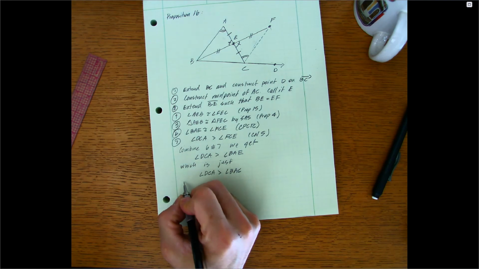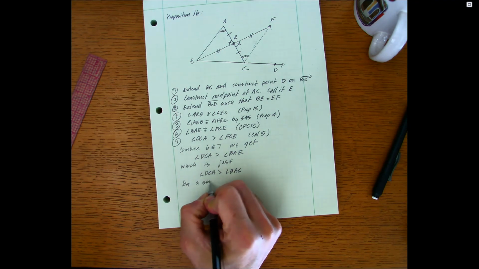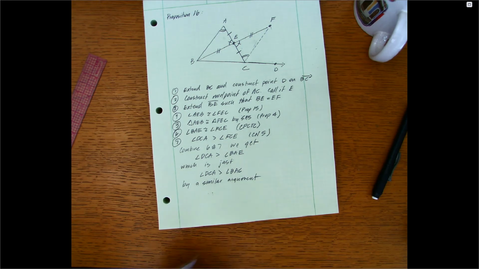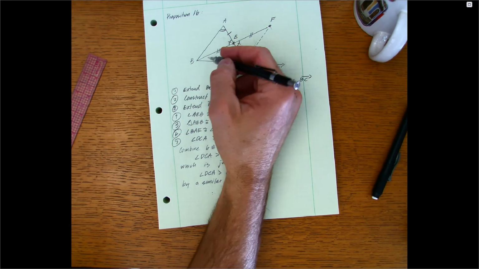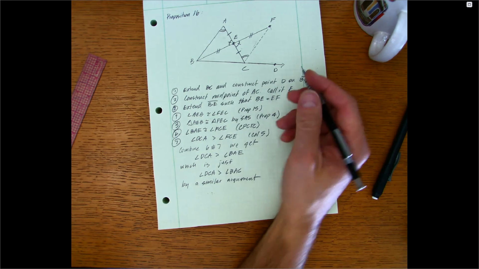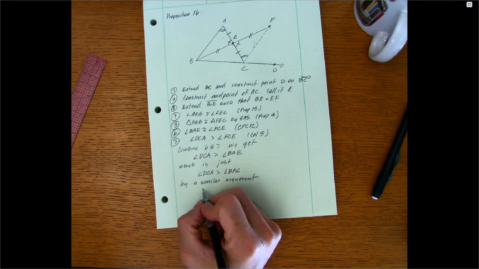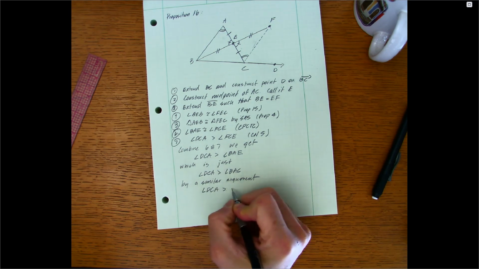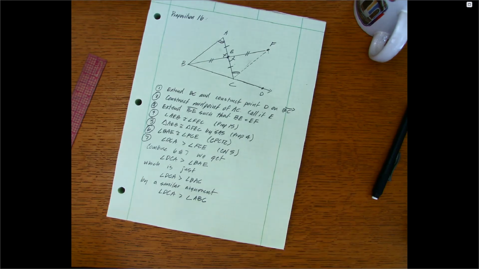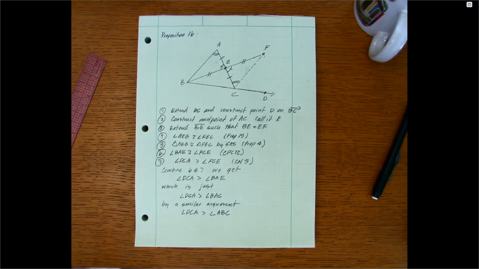And we could just say by a similar argument, we could prove it to be true for the angle at B. Instead of bisecting AC, we'd have to bisect AB and construct the figure the other way. But by a similar argument, we could show that angle DCA is greater than the angle at ABC. So quite a bit of logic goes into the argument that the exterior angle of a triangle is always greater than either of its two remote interior angles.